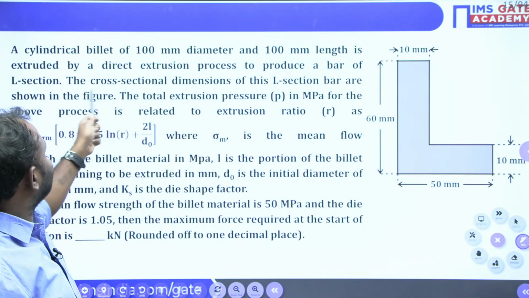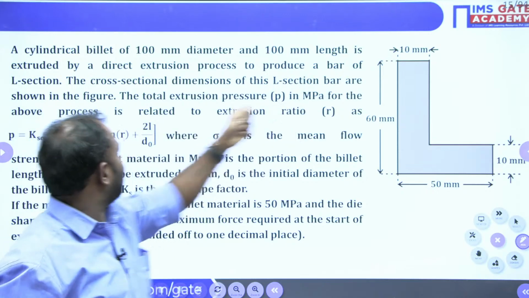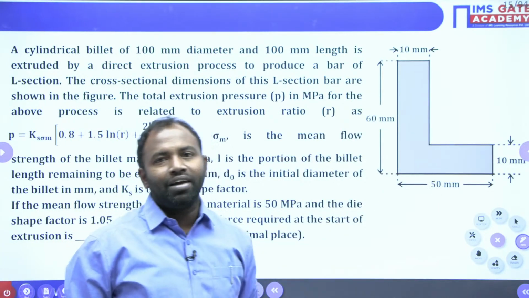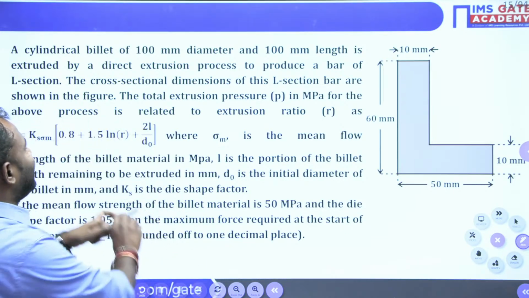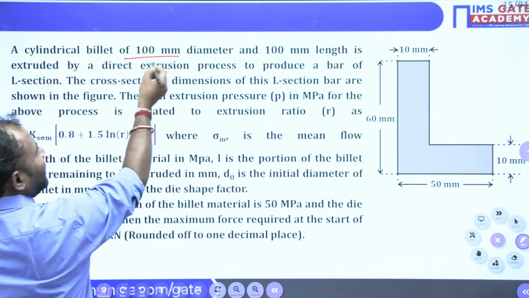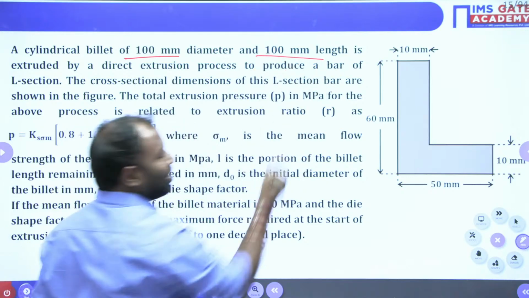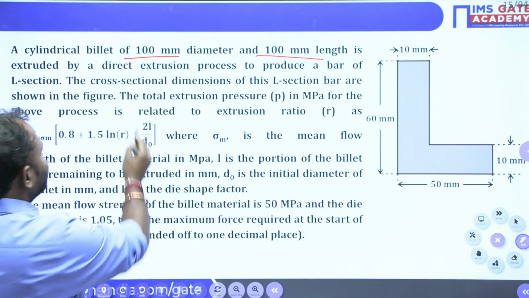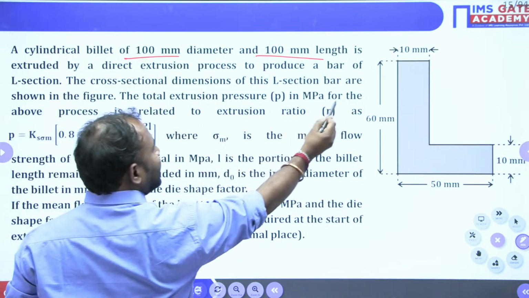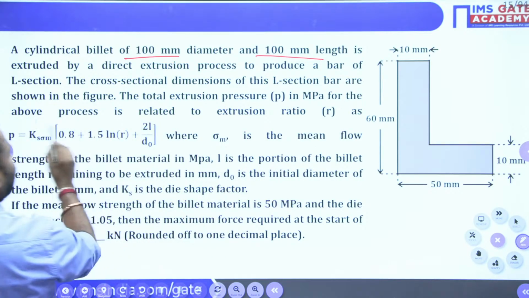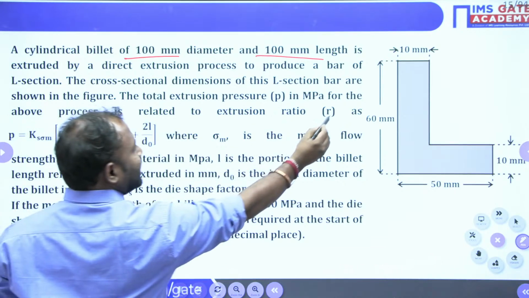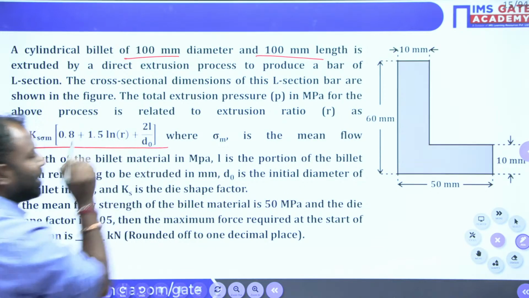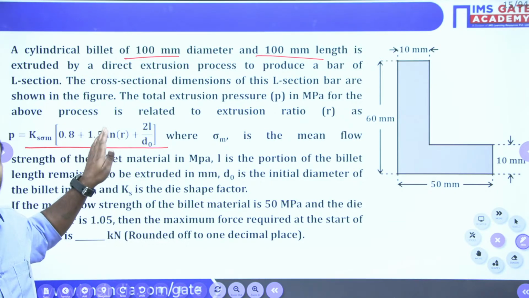The cross sectional dimensions of the L section bar are shown in the figure. So this is the component produced by the extrusion process, by taking the workpiece of 100 mm diameter and 100 mm length. Okay, right. Now above process. So next, the total extrusion pressure in megapascal for the above process, related to extrusion ratio, is P equal to this much. So extrusion pressure is also given in this problem.